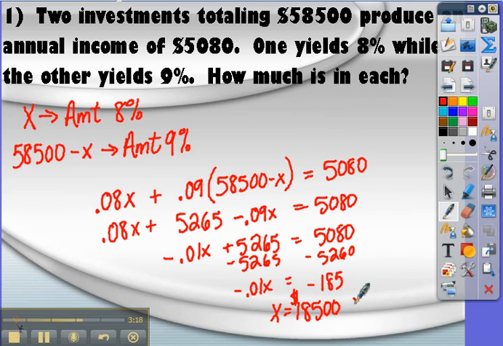And then I can plug it back in up here and take 58,500 minus that amount, and that's what will give me the amount at 9%. I'll let you go ahead and do that. That's an interest problem. Most all of those are pretty much set up the same way.